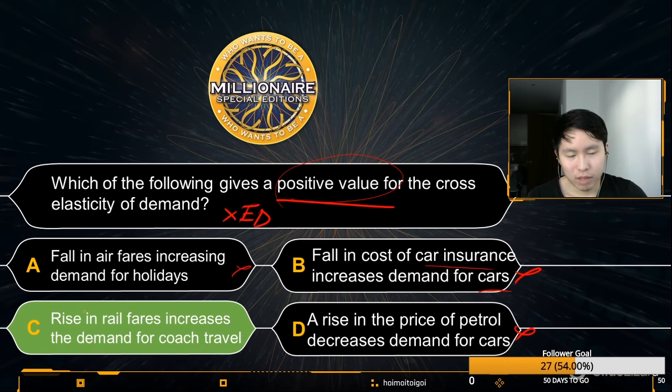And to explain this in more depth, if the price of rail fares increases, that means you would take less trains up north. And as a result, instead, you're going to pay for the coach, even though it might take much longer. So it would increase the demand for coach travel. Yeah. So it's C.